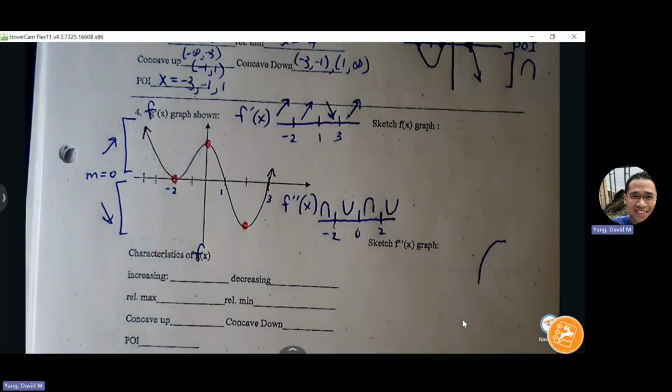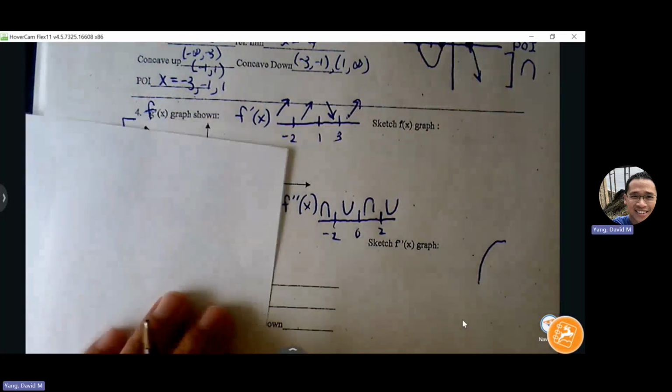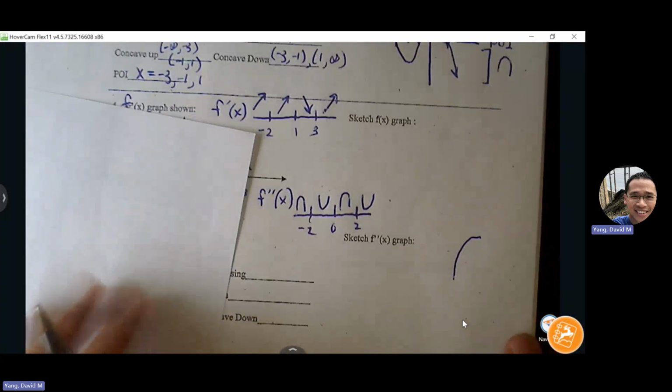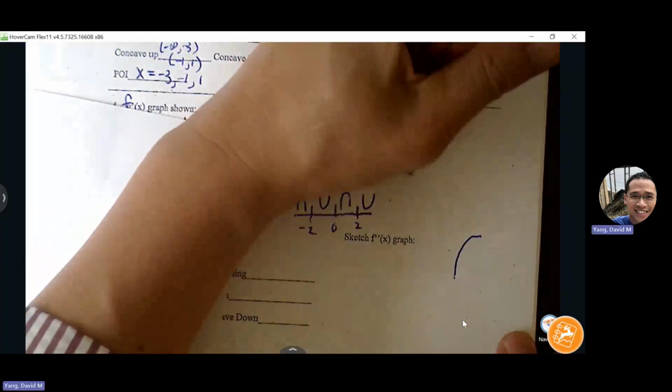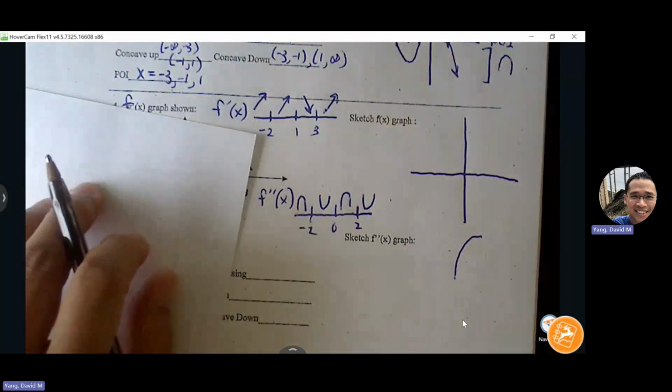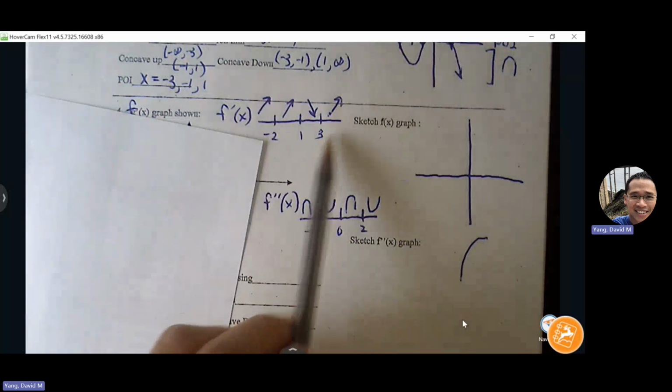Okay, I want you to do what you can to cover up your f prime graph, because that's just going to confuse you if you're trying to sketch the original graph. Okay, so imagine you're blind to the f prime graph. All you're able to work off of is these arrows that you see in front of you.